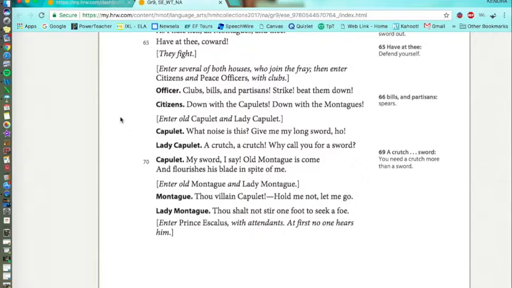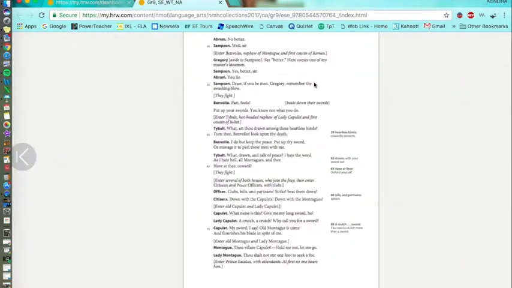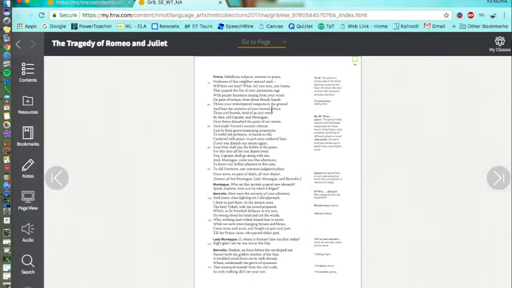Enter Prince Escalus with his attendants. At first, no one hears him. Now, Prince Escalus is the ruler of Verona. So if he comes in, is that a good thing? No, because they're going to get in trouble. So he's going to whoop some rear end.